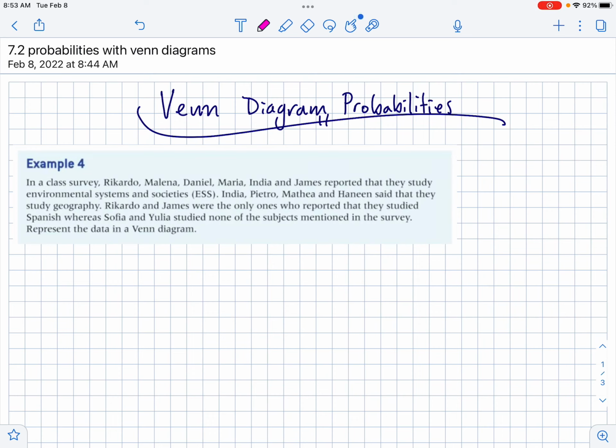India, Pietro, Matea, and Nadine said that they studied geography. Ricardo and James were the only ones who reported that they studied Spanish, whereas Sophia and Yulia studied none of the subjects mentioned in the survey. Represent this in a Venn diagram.